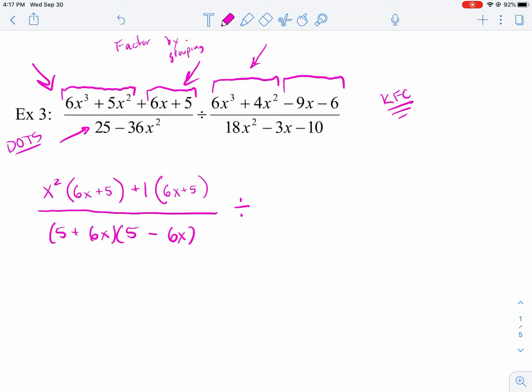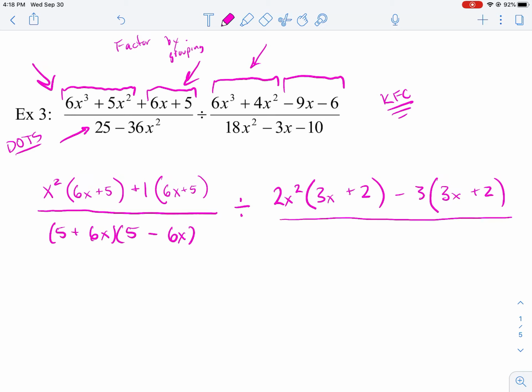Looking at these first two terms, I can take out a 2x squared, which leaves me 3x plus 2. Now in this next piece, I'm going to take out a negative 3, and I'm also going to be left with a 3x plus 2, which I'm happy about because I got a 3x plus 2 on both sides. So I know I'm going to be okay.